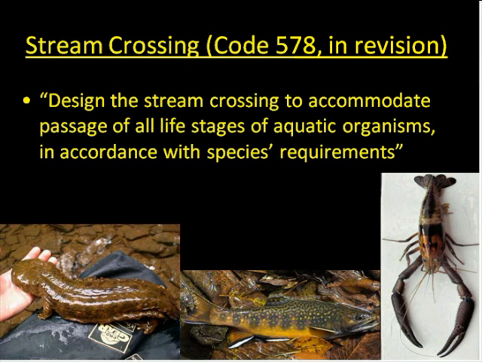The first criterion in Standard 578 calls for us to design the stream crossing to accommodate passage of all life stages of aquatic organisms in accordance with species requirements. In addition, 578 refers the practitioner to Standard 396, or Aquatic Organism Passage, for additional design guidance on projects where passage is a resource concern or a stated desire of the landowner.